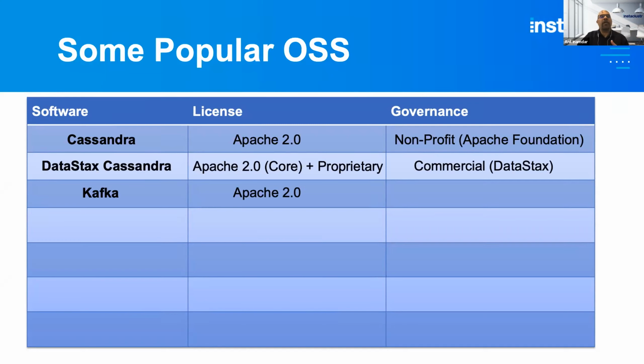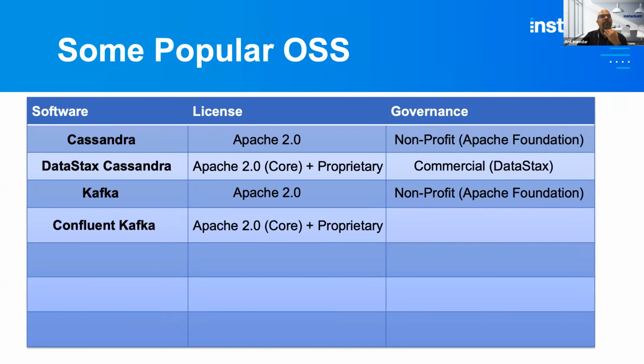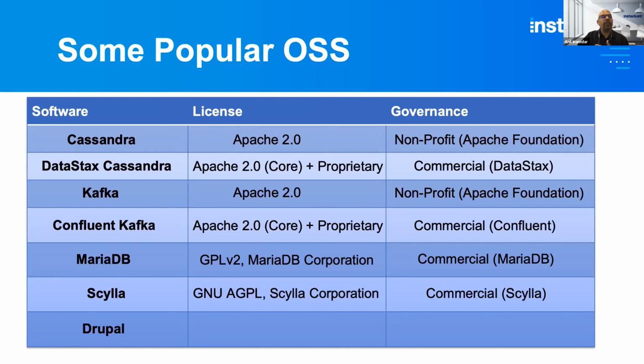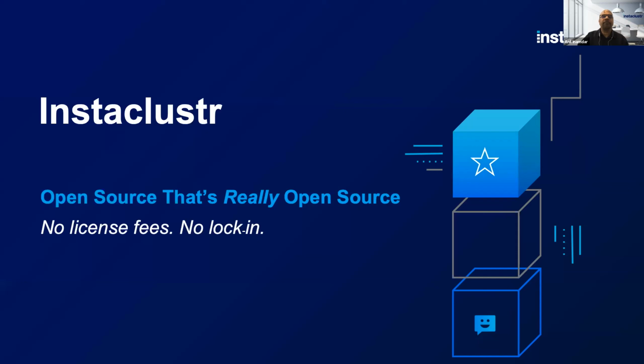Kafka, same thing, Apache 2.0. Governance is again nonprofit. Confluent Kafka, same as Cassandra, Apache 2.0 for core and proprietary for the rest. And again, it's a commercial company. MariaDB is GPL version 2, but again, it's a commercial company. Scylla, same thing, GNU GPL, commercial company. Drupal is GPL version 2, and it's again a nonprofit. Just to give you a flavor of what kind of software and what kind of licensing and governance is there in the open source market.